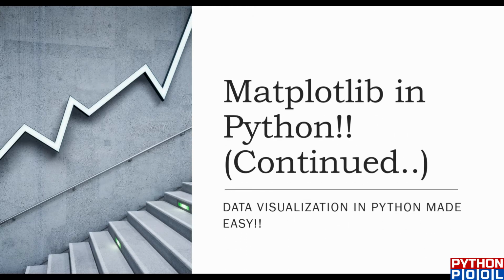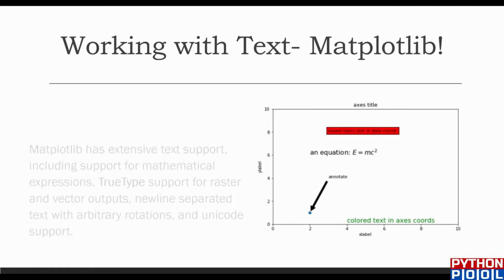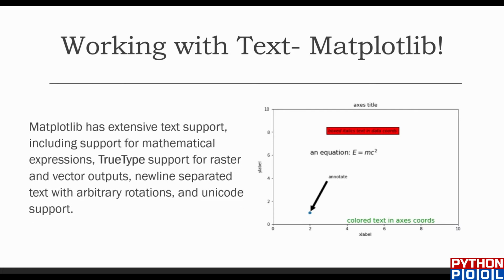Let's continue our series with Matplotlib in Python. Today we're going to see how we work with text in Matplotlib, how we add text to the graph and also place that text according to our needs, according to the colors we want to give, the background color, the foreground color, everything, the equations, how we could give that. We'll see everything about the text in Matplotlib.